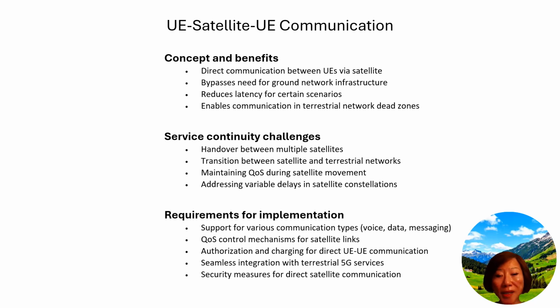Okay, next one is the UE to satellite to UE communication. This form of communication allows UEs to communicate directly through satellites without routing traffic through ground-based network infrastructure. This capability is crucial in disaster scenarios, remote expeditions, and maritime and aviation applications, just like the use cases we already looked at just now. It can potentially reduce latency for certain interactions, especially when communicating devices are far apart geographically from each other, but under the coverage of the same or nearby satellites.